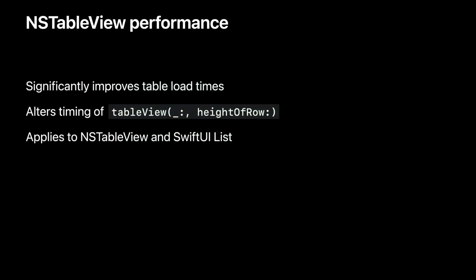This optimization significantly improves the load times for very large tables. The change does alter the timing of delegate calls like tableView:heightOfRow:, so you shouldn't make assumptions about when NSTableView will request row heights from you. This optimization applies to both NSTableView and SwiftUI's List view, and it's automatically used for all apps on macOS Ventura, with no adoption required. And that's NSTableView performance.